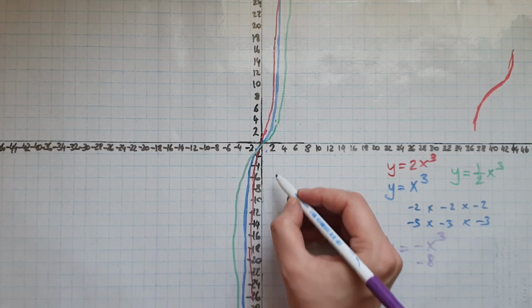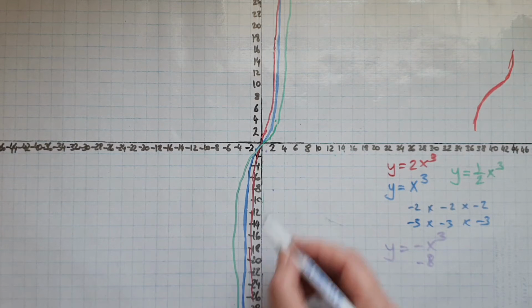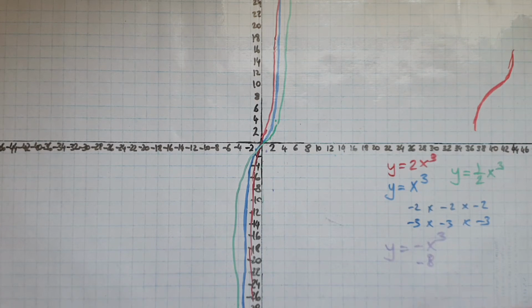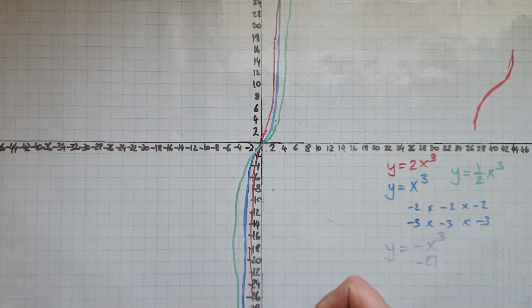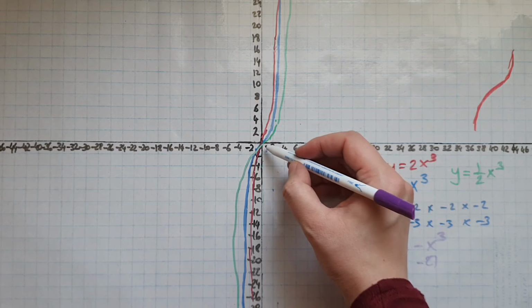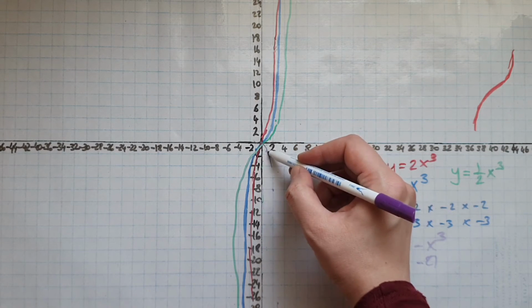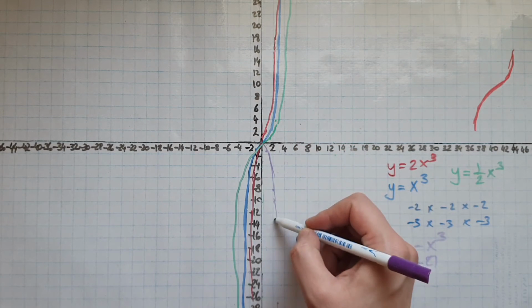So 2, -8 here. And then when x is equal to 3, x cubed is 27. So this is going to be -27. So what do you notice?